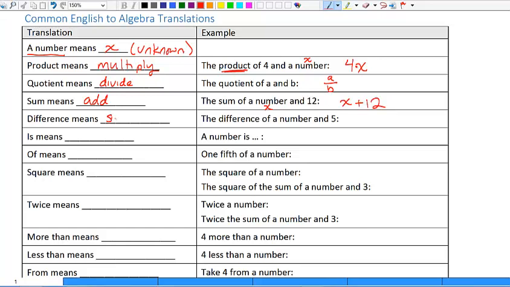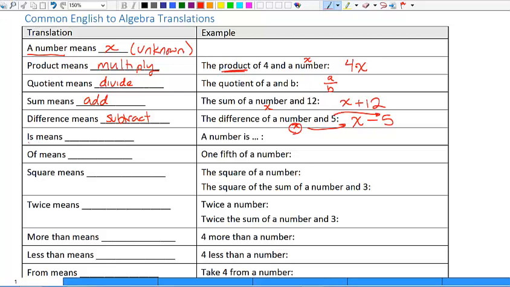Difference means subtract, or really the answer to a subtract problem. So if it says the difference of a number, okay, a number, every time we see a number, that's x, and 5, and we're subtracting because it says difference, it just goes left to right. Because a number came first, then that makes sure you put that number first, and then the 5 comes second. So make sure you're reading it correctly left to right.